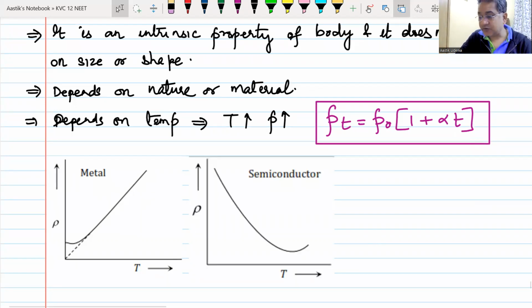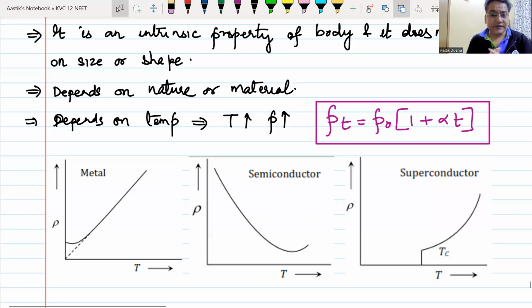The second one is for semiconductors. Again, for semiconductors, resistivity decreases and therefore the resistance also decreases. And for superconductors, we have seen they literally have zero resistance, but when temperature increases, their resistivity increases and therefore their resistance also increases. I'll give you 2 minutes to note this down.